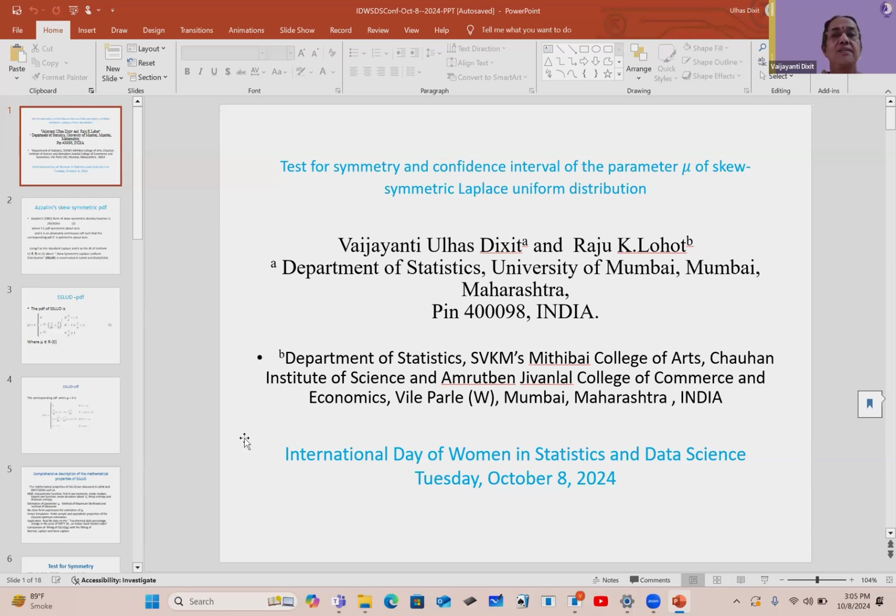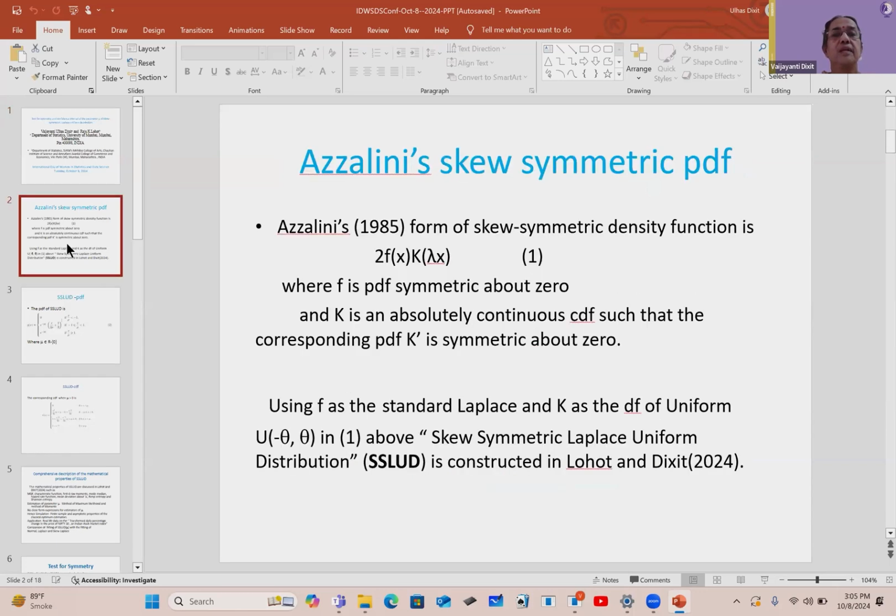Here is our work: test for symmetry and confidence interval of the parameter mu of the skew-symmetric Laplace uniform distribution. Myself, Vaijayanti Ullas Dixit from the Statistics Department, Mumbai University, India, and my co-author Raju Lohot, my PhD student. This work is regarding the skew-symmetric Laplace uniform distribution.